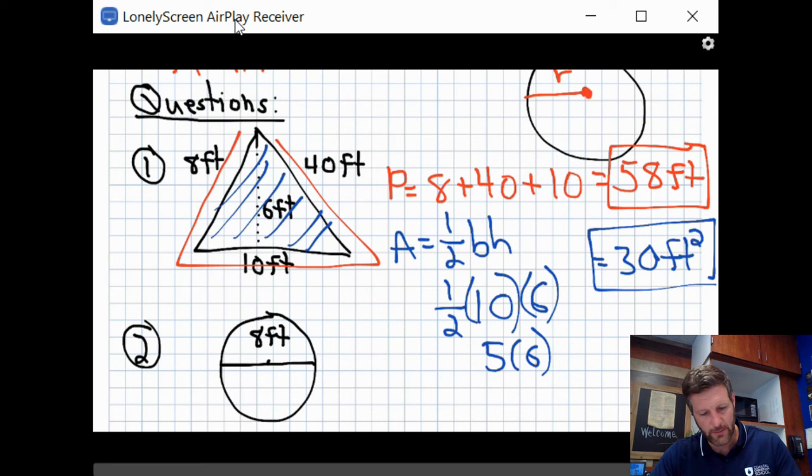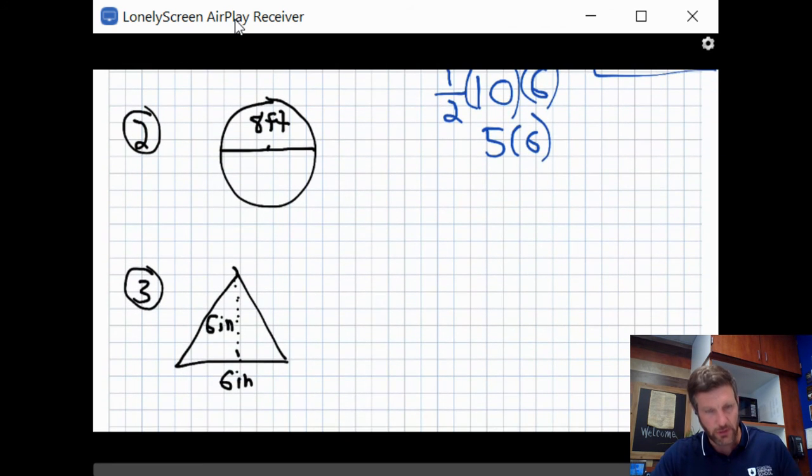Okay, let's do the same thing. Now we're going to do it for a circle. It says, find them both for a circle with a diameter of 8. It also says to leave in terms of pi. So I'll explain that and demonstrate it.